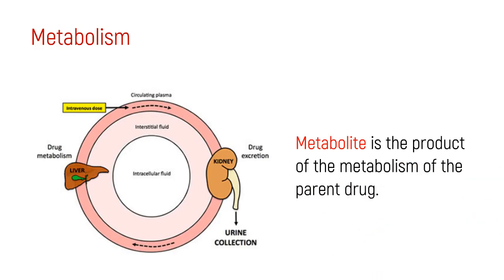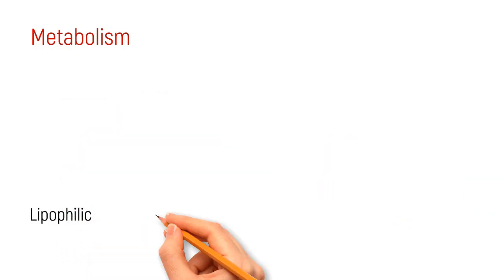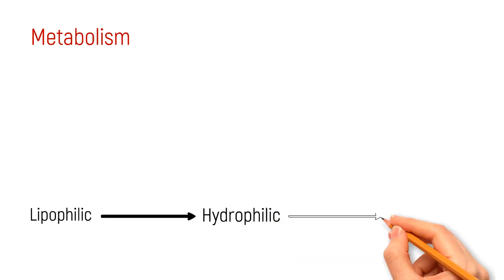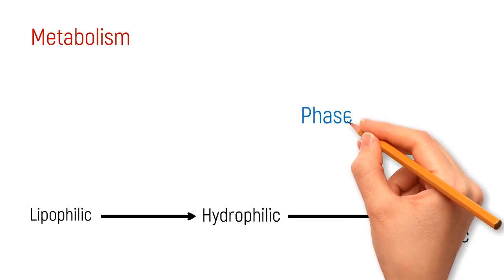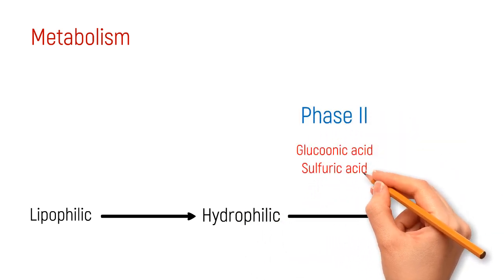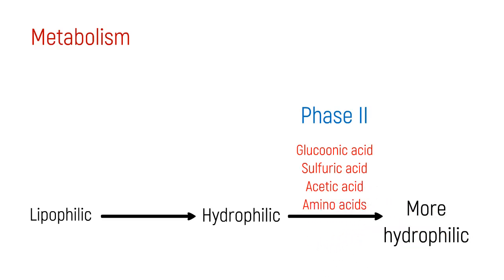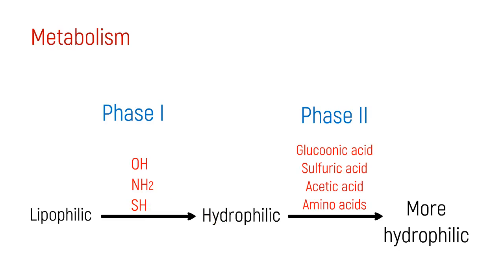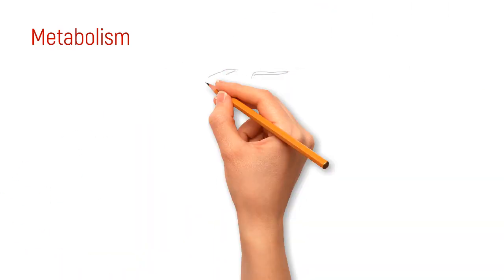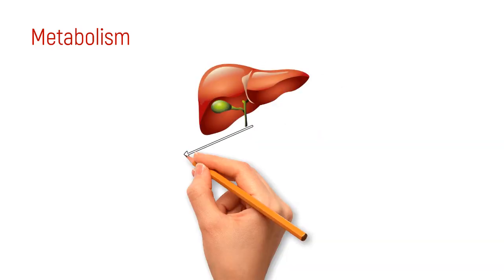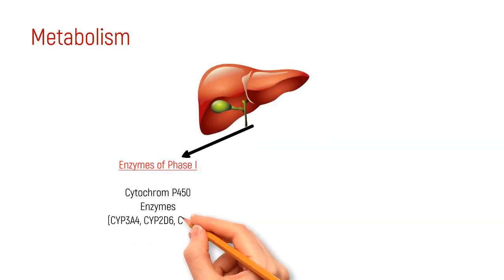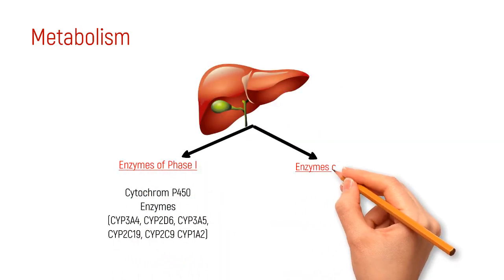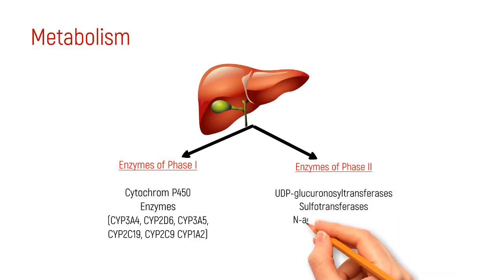However, many phase 1 metabolites are still too lipophilic to be excreted effectively. Therefore, phase 2 reactions, which involve conjugation with endogenous substrates such as glucuronic acid, sulfuric acid, acetic acid, or amino acids, take place. These conjugation reactions produce polar, usually more water-soluble compounds that are often therapeutically inactive and easier for the body to excrete. The liver is the most significant organ for drug metabolism because it contains the majority of enzymes necessary to convert drugs from lipophilic to hydrophilic metabolites.